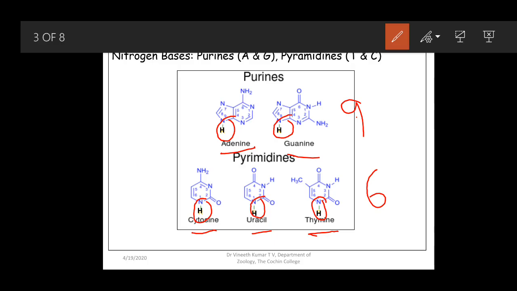So keep in mind that in purines it is N9 of the purine which is getting bonded to the C1 hydroxyl group of the ribose sugar. In the case of pyrimidines, it is the N1 hydrogen of the pyrimidine that bonds with the C1 hydroxyl group of the ribose sugar, ribose or deoxyribose sugar, as the case may be, RNA or DNA.